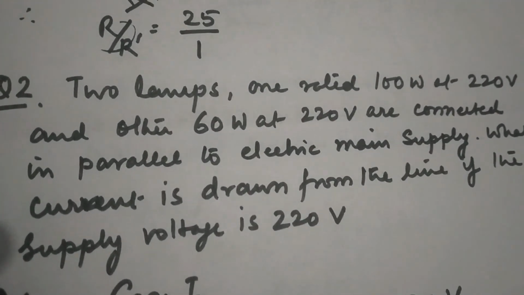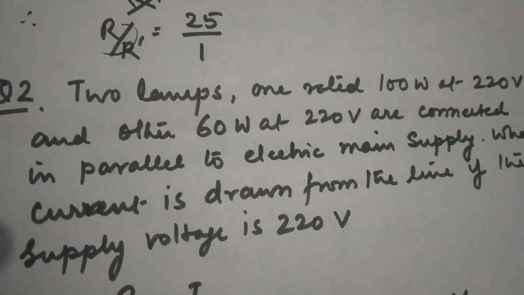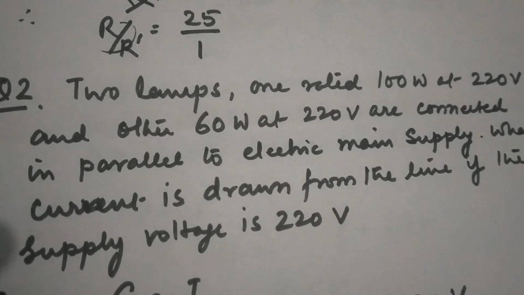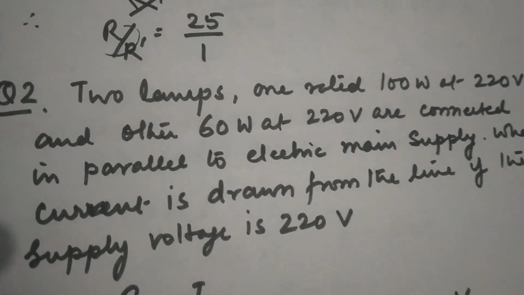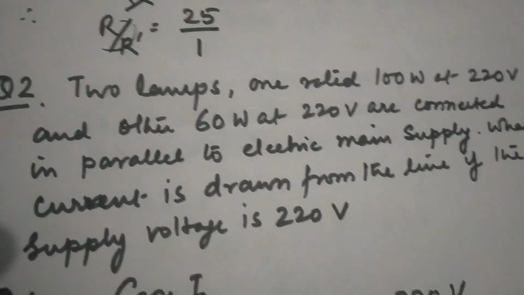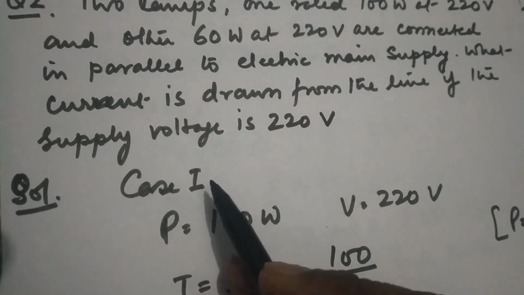What is the current drawn from the line if the supply voltage is 220 volt? It means you are given two lamps. One lamp is of 100 watt and the other is of 60 watt. Now we are connecting them in parallel. So if you are connecting them in parallel, the given voltage is 220 volt. So try to understand in parallel.